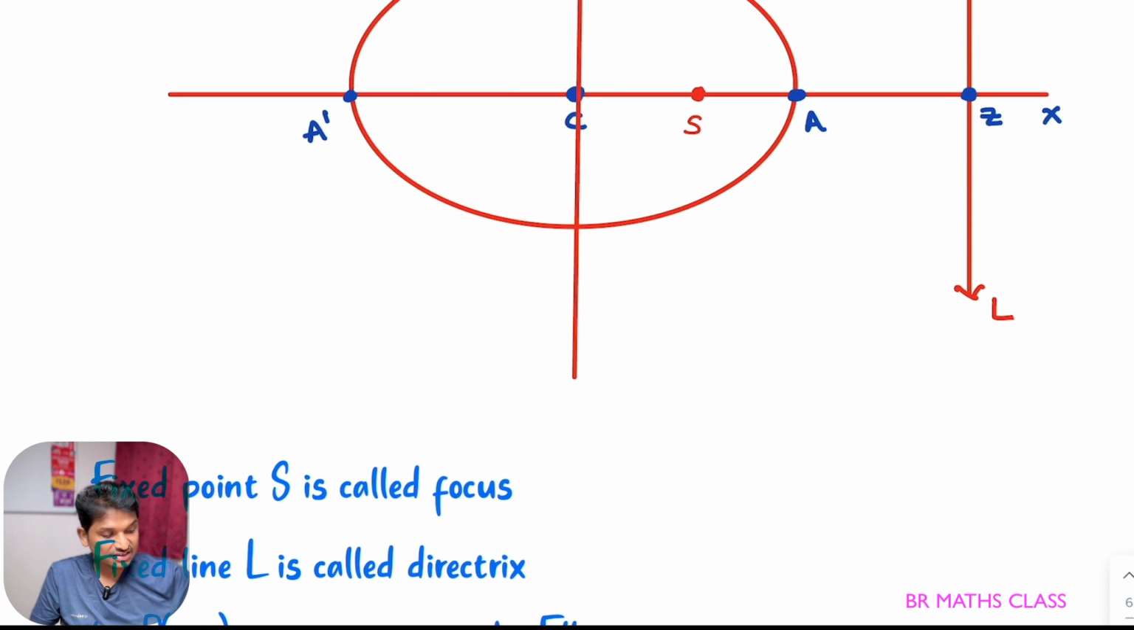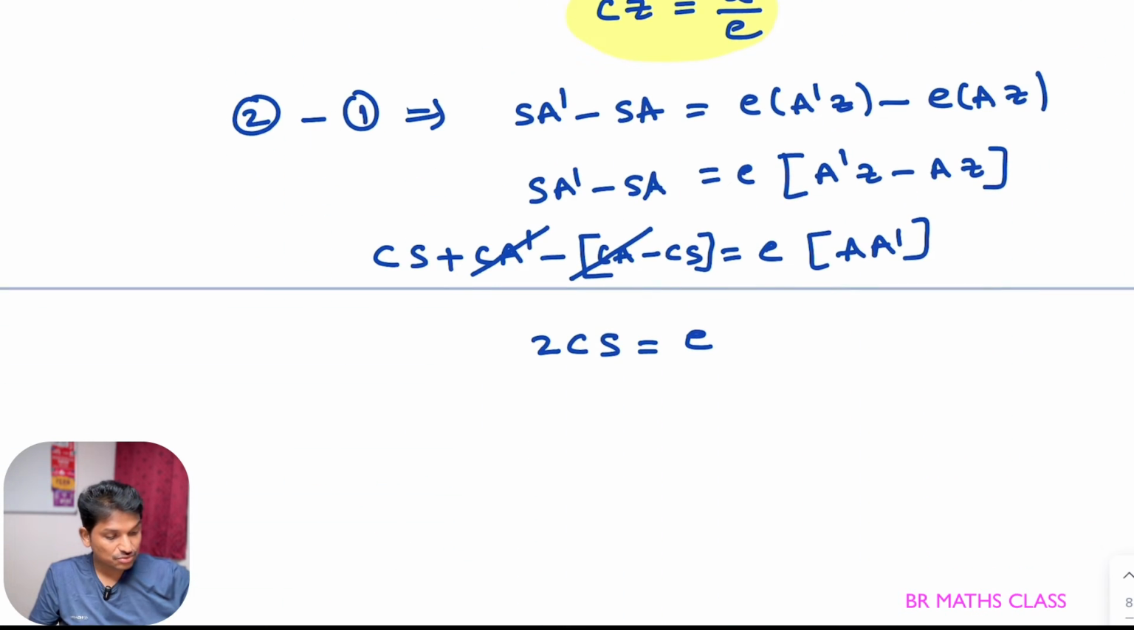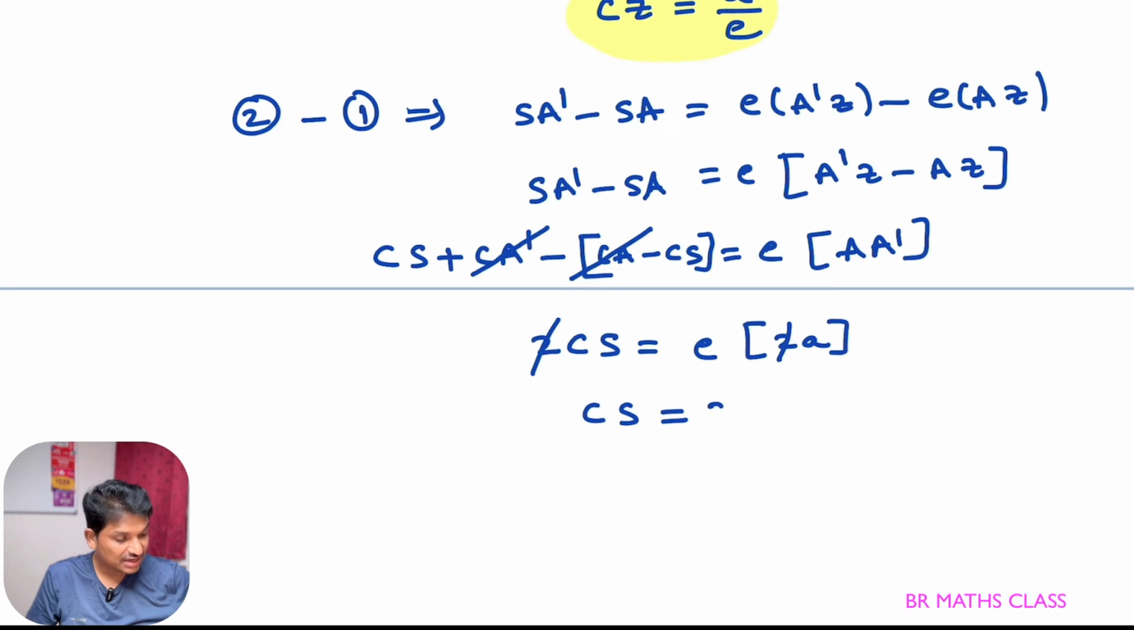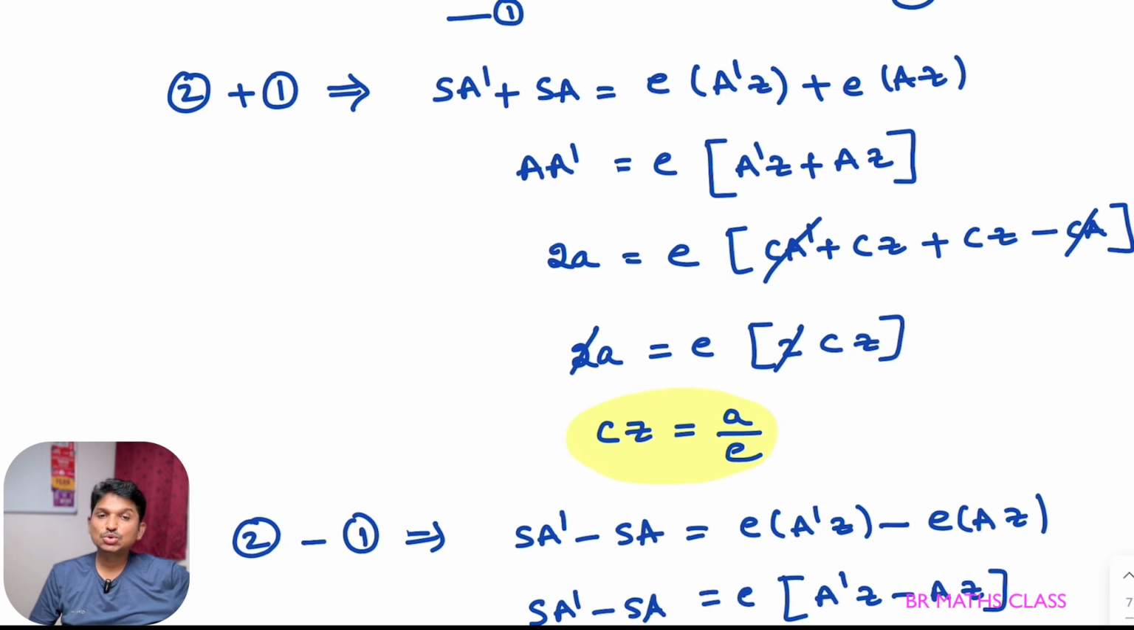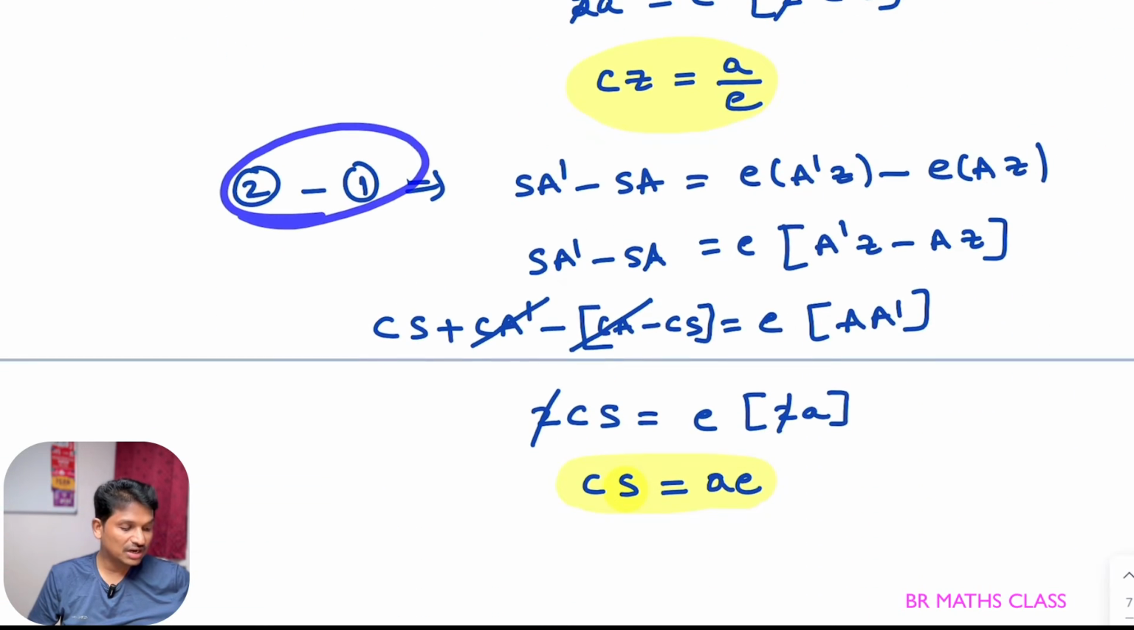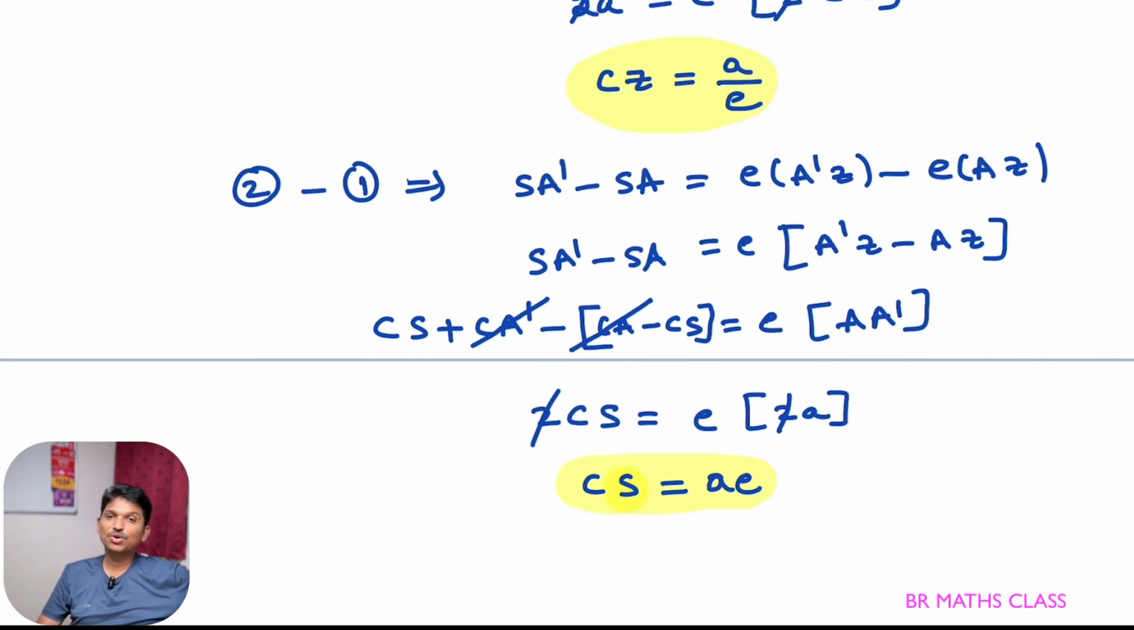What is A dash? This is A. This is also A. A dash is 2A. Now this 2 will get cancelled. CS is AE. This is the second important thing. So when I add equation 2 and equation 1, I got CZ. When I subtract equation 2 and equation 1, I got CS. These are the important things.